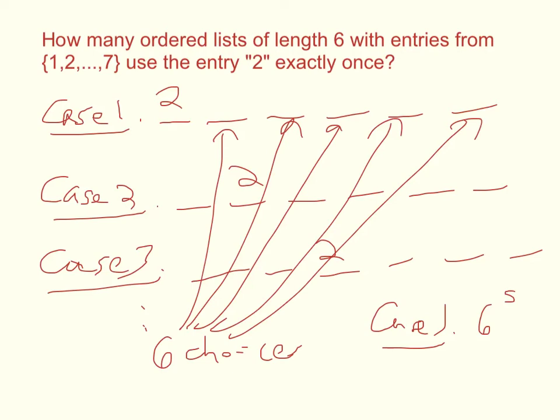So in case 1, we're counting all of the ways that we use the entry 2 exactly once, and that one time is in the first position. If I do the same thing for case 2, I'll get another 6 to the 5th cases where the ordered list has exactly 1 2, but now the 2 is in the second position. So each of these 6 cases is going to have the same answer, and that answer is going to be this 6 to the 5th. So if I add 6 to the 5th to itself 6 times, that'll be the correct answer to this question.